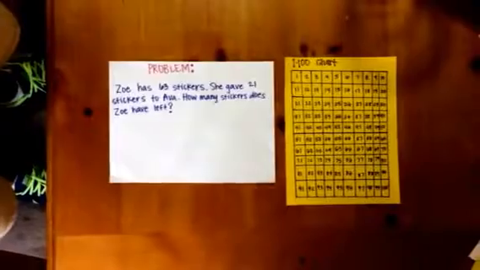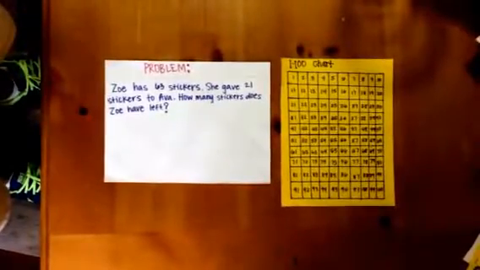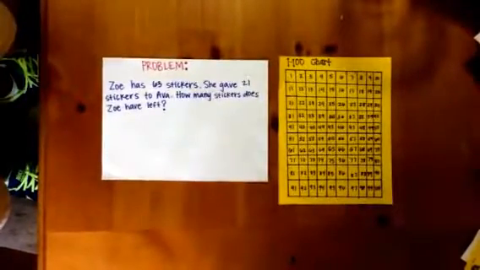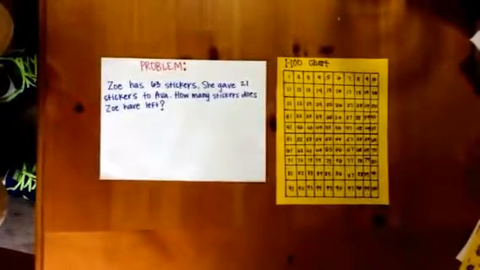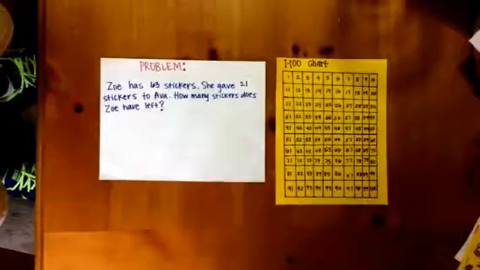Okay, second graders, so today we're going to be working with a problem. Our problem reads, Zoe has 63 stickers. She gave 21 stickers to Ava. How many stickers does Zoe have left?